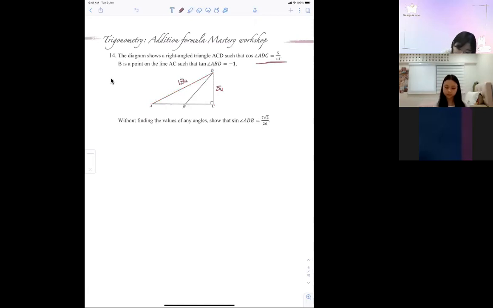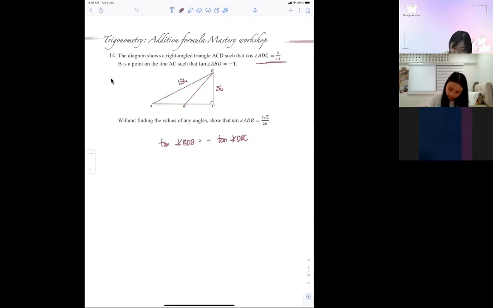Then they tell me that tangent ABD is minus 1. So can I say that tangent DBC is 1, because tangent here is the negative of tangent this? Correct? I'll say one more time. Tangent angle ADB is the negative of tangent angle DBC. Right? Only one trigo function doesn't have negative, that is your sine, right? Tangent or cosine has negative for obtuse.